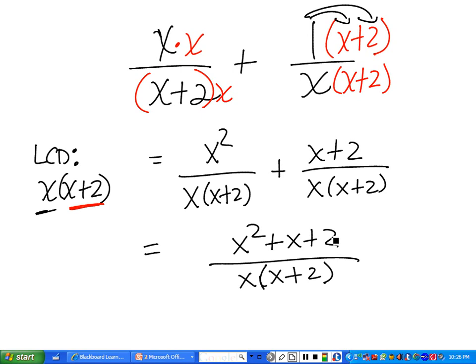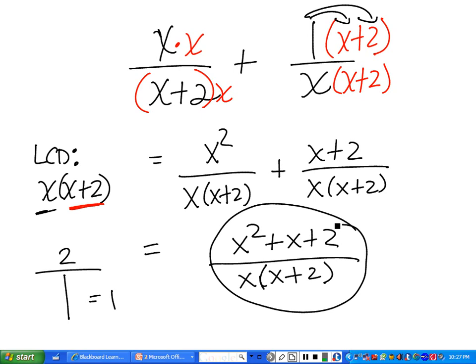Now, what you can do here is figure out if you can factor the numerator, x squared plus x plus 2. The leading coefficient is 1, so we only really need to try to figure out the factors of 2 that'll give us a positive 1. Are there factors of 2 that give you a positive 1? No. Therefore, this is your final answer.